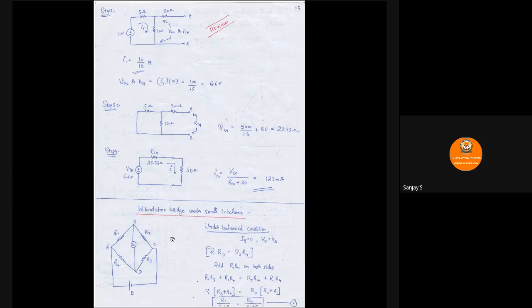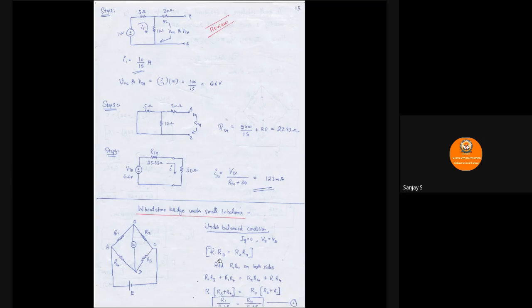So first, to start with this derivation, let us assume the bridge is under balance condition. We have some equations to be written here. Whenever the bridge is under balanced condition, you know that Ig is equal to 0, Vb is equal to Vd. That is being written here. And the bridge balance condition is that the product of opposite resistances are equal: R1 R3 equal to R2 R4. In the previous derivation, I had taken different notations. Here I have taken R1, R2, R3, R4. There we had taken R1, R2, Rs, Rx. So notations can be changed, not a problem.